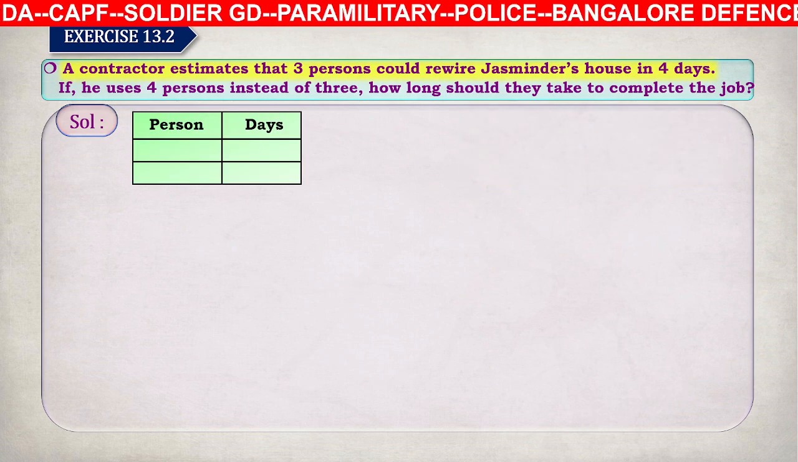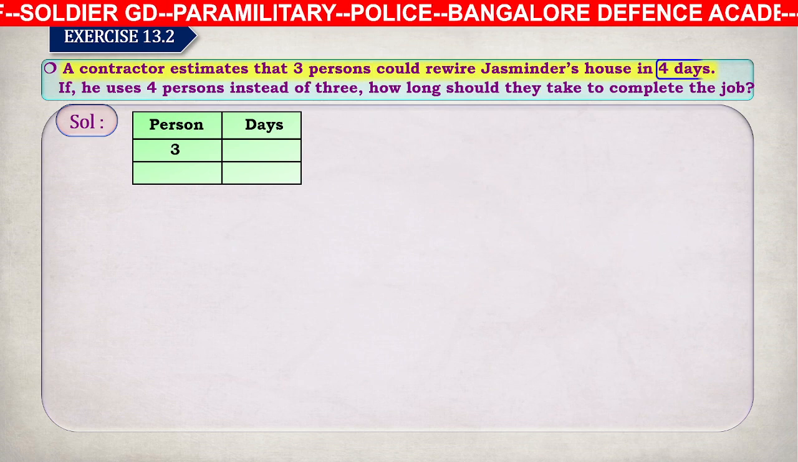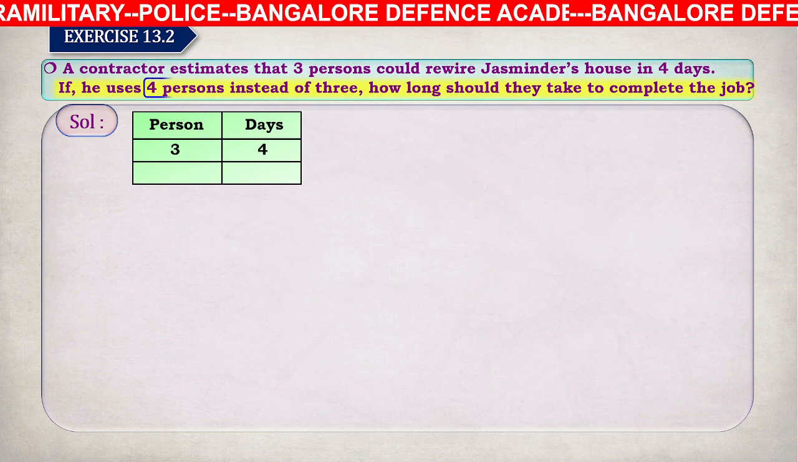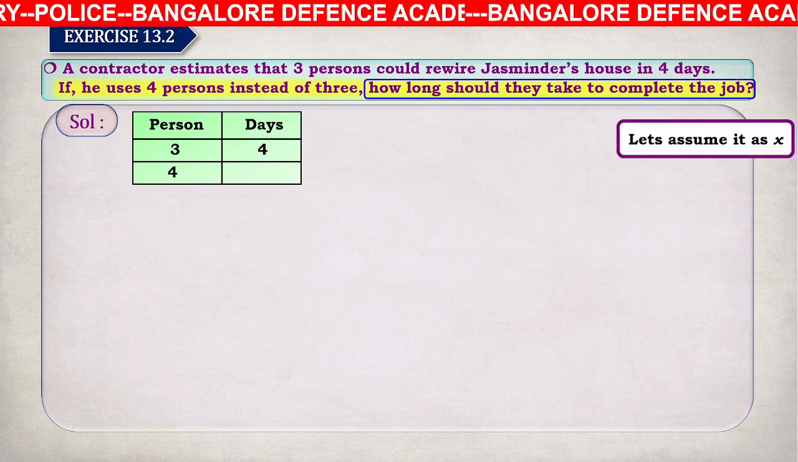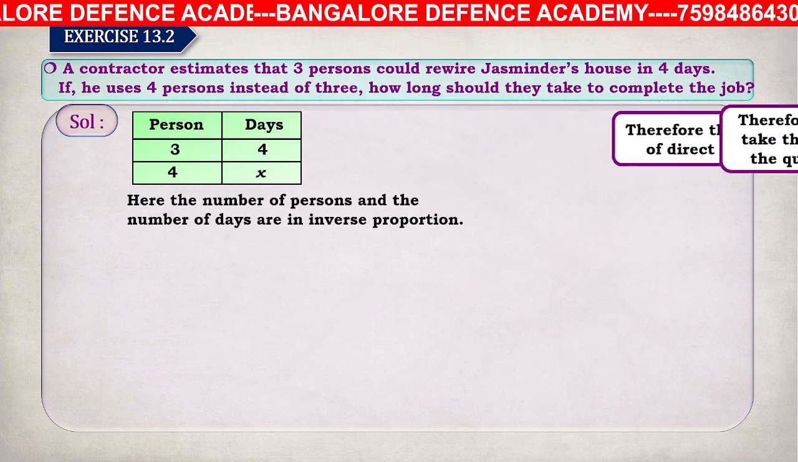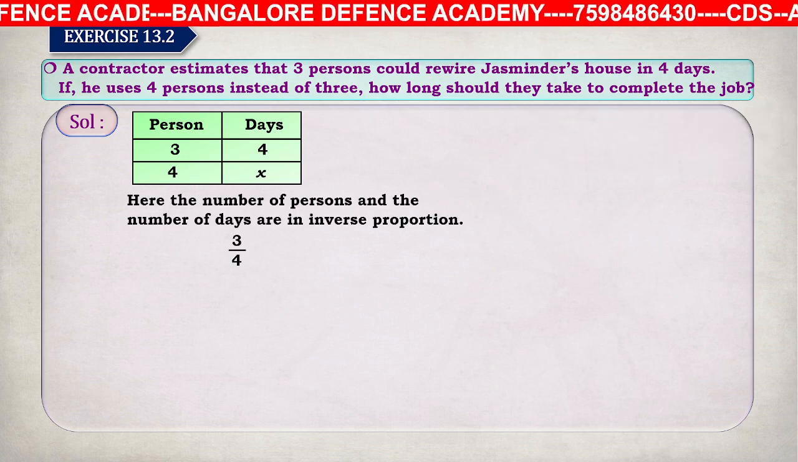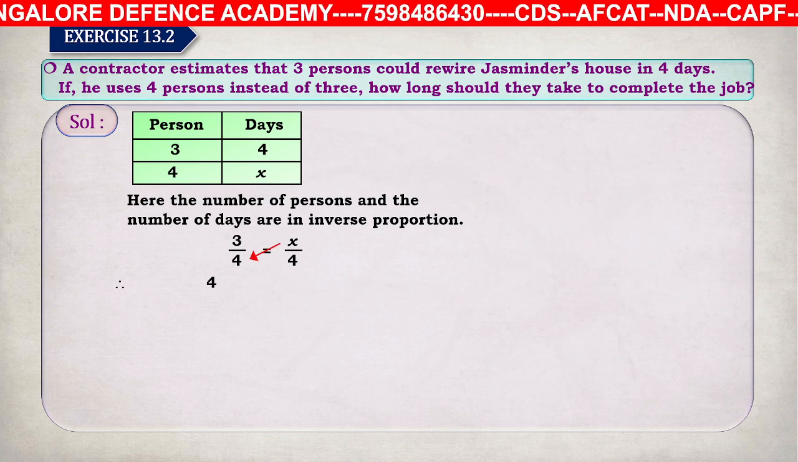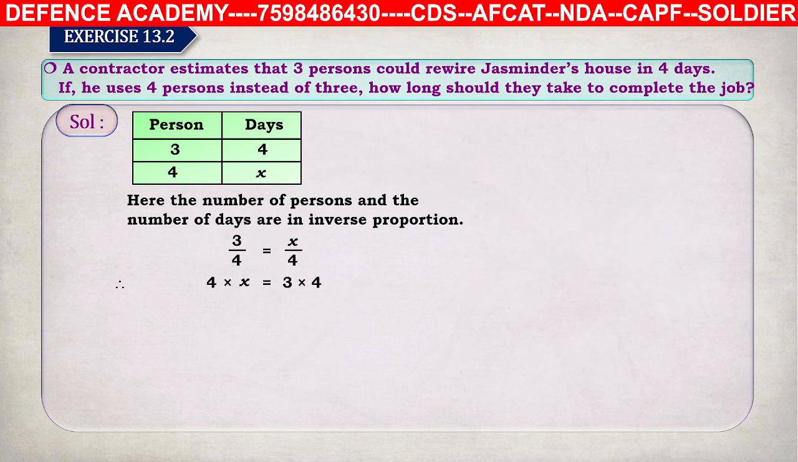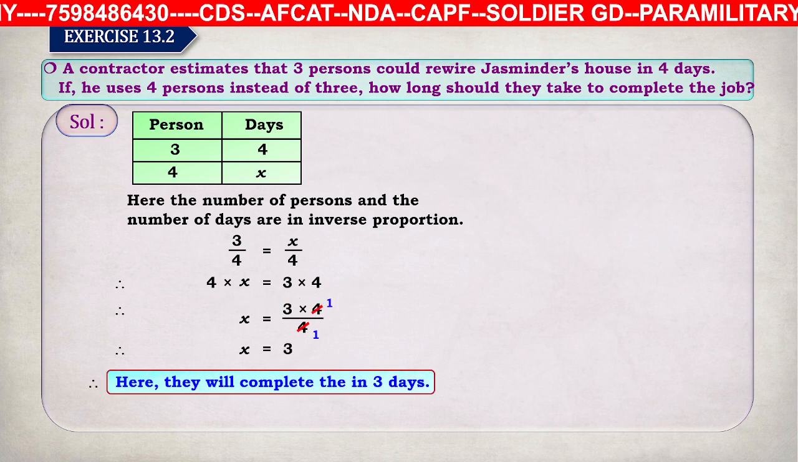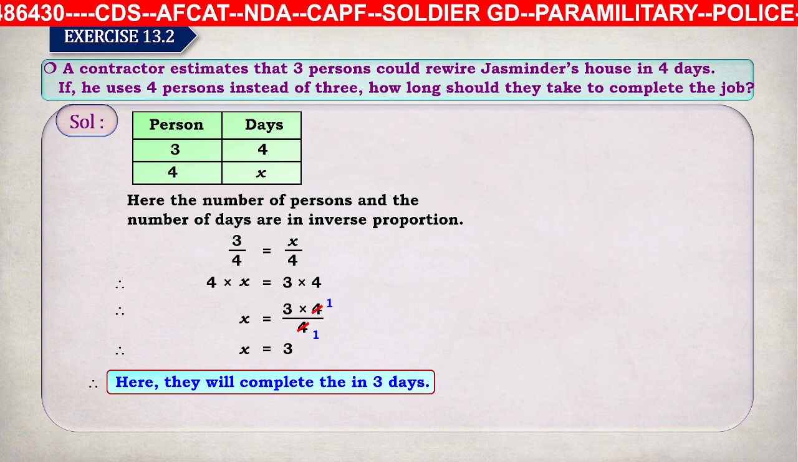So I make a tabular column. You have persons and you have number of days. If 3 persons are there, they can finish in 4 days. If 4 persons are there, how many days can they finish in? So simple, now the equation goes as, you have to multiply the 4 into x. You can do it like this also: 4 into x is equal to 12. That means 3 days. The answer would be 3 days, so they will complete in 3 days. This is how the simple calculation goes on.